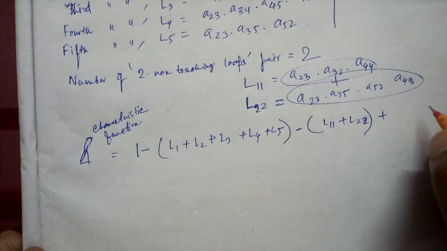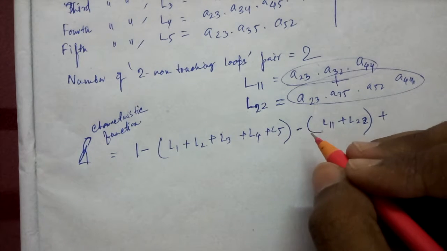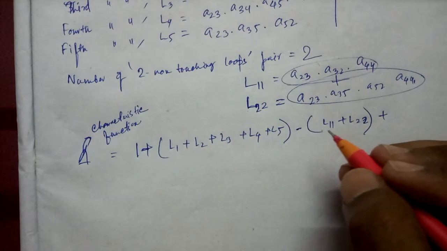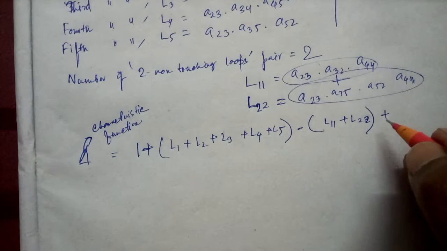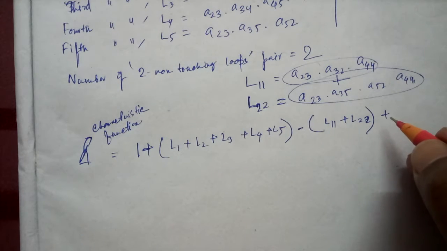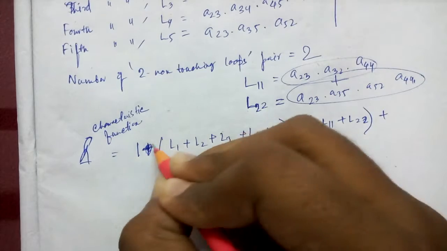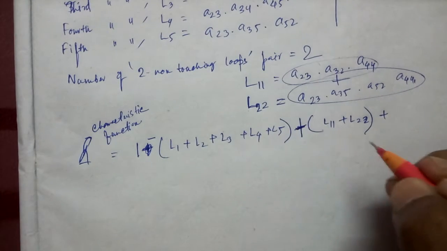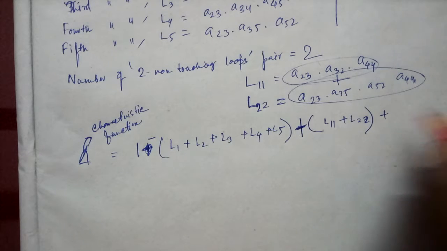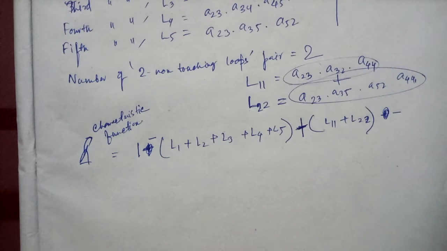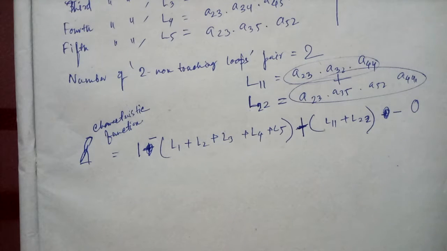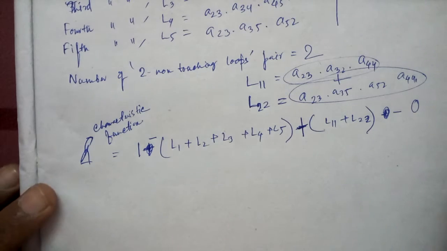three non-touching loops. Oh, this will actually be plus and this will be minus. Then one more time, this is correct. 1 minus, this will be plus, and the three non-touching loops, that will be minus, but this will actually be 0 because there is no three non-touching loop combination. We did not get that. Hence the value will be 0.